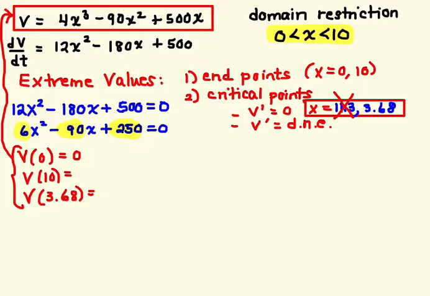Take down here, okay. So when x is 0, did someone plug into their calculators, what is it when it's 10? 4 times 10 cubed minus 9. Do you guys have calculators? So Maya, can you give me v of 10? And Katie, can you give me v of 3.68?